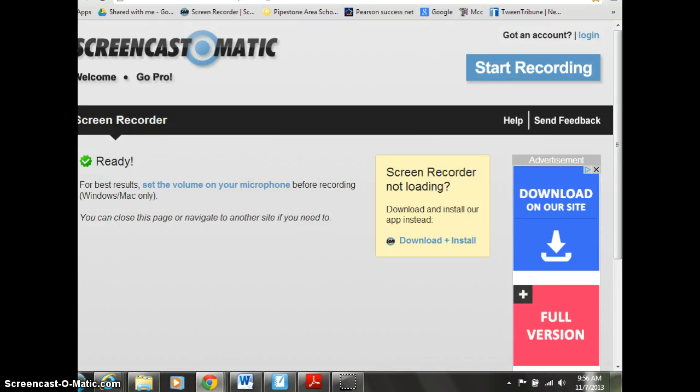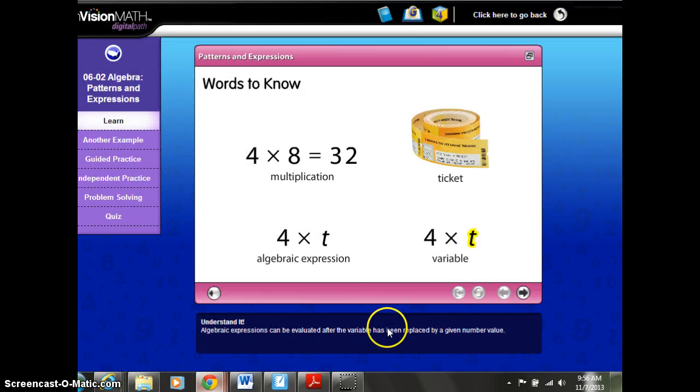Okay, so we are going to get started today. Yesterday we created expressions. Our objective for the day is you are going to solve algebra expressions by me giving you a variable to work with. So the expressions are already done today. Now you have to put numbers in place of those letters or those variables.